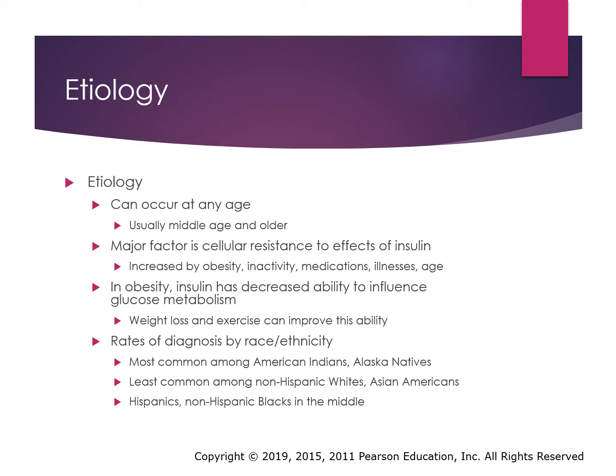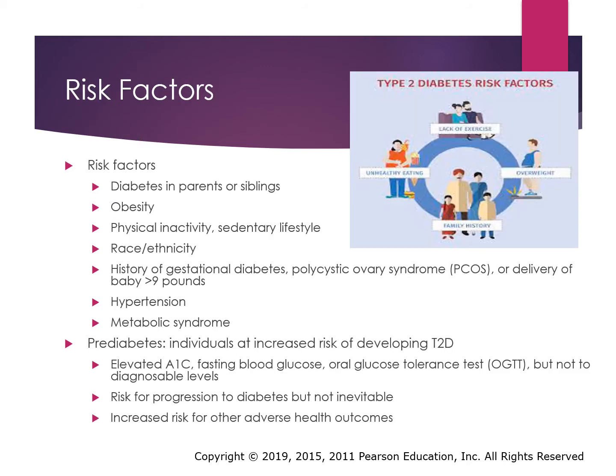And so what are the rates among different race and ethnicity? It's most common among American Indians and Alaskan Natives. There is research to prove that there's a genetic link of diabetes in the Native American population. Again, some of the risk factors: diabetes in parents or siblings, obesity, being sedentary, having very little physical activity, history of gestational diabetes or polycystic ovarian syndrome, hypertension, or any metabolic syndrome such as thyroid condition.